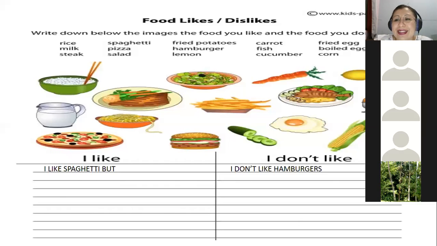Lino, tell us, díganos. Okay. I like fried potatoes, but I don't like hamburger. Okay, very good. Thank you, Lino. Américo. I like pizza, but I don't like cucumbers. Okay, very good. Thank you.